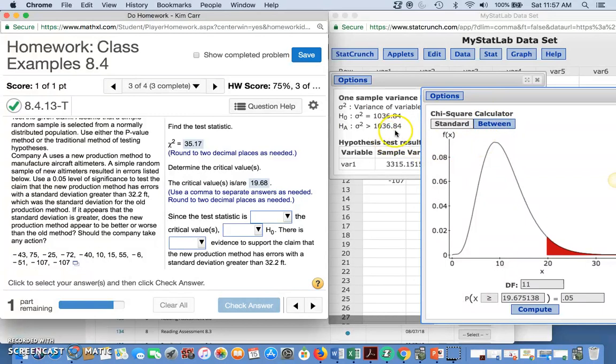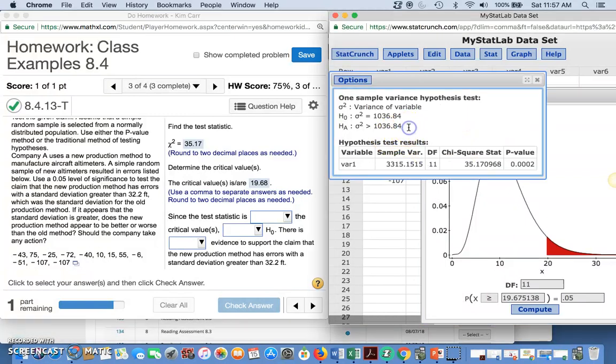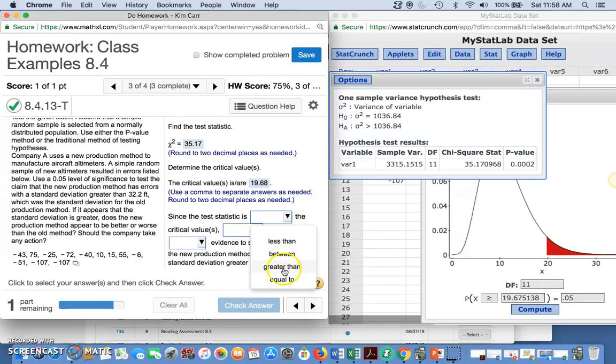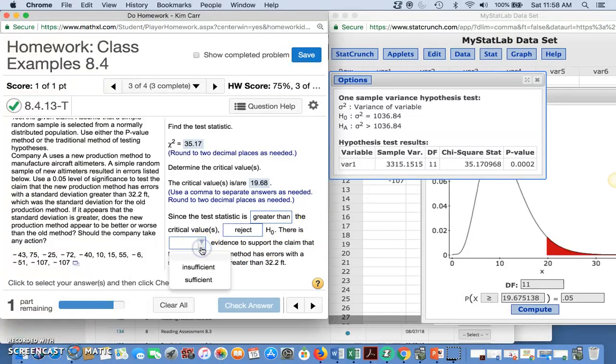All right. Let's click over here. I want you to be able to see both of these results at the same time. Since the test statistic is, this is it, compared with that, the test statistic is greater than. That means this test statistic fell way out here. It fell in the critical region, so that's like the reject region. We want to reject the null hypothesis, and there is sufficient evidence to support the claim that the new production method has errors with a standard deviation greater than 32.2.